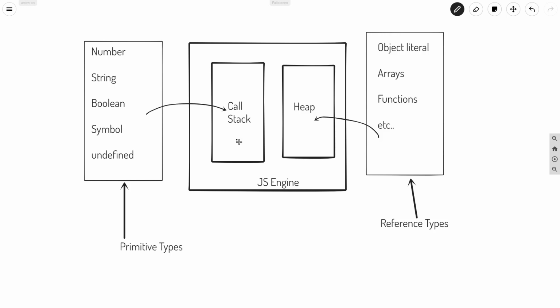By this I mean that the variable is declared in the execution context, and the execution context is a part of the call stack. Let's not get deep into this, and for simplicity, let's say the primitive types get stored in the call stack where the execution context lies. So the reference types get stored in the heap and the primitive types get stored in the call stack.